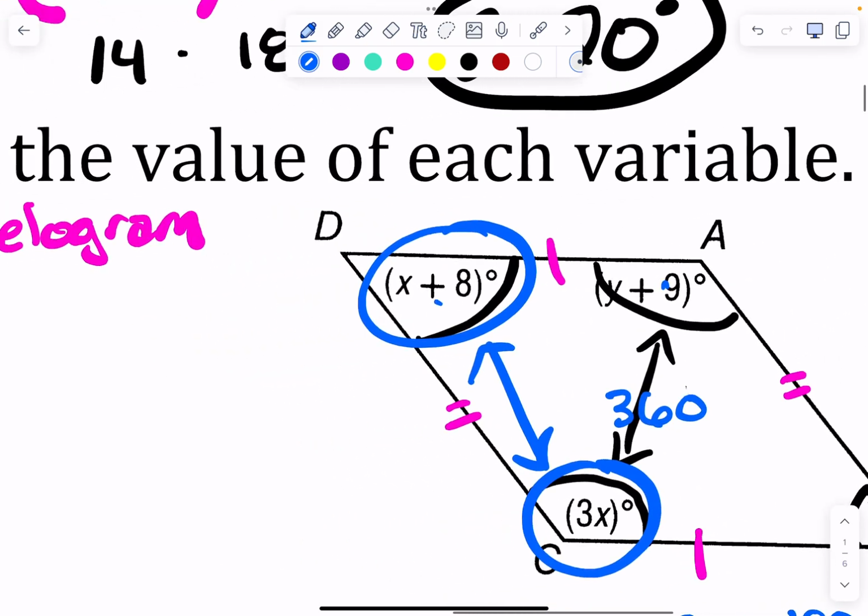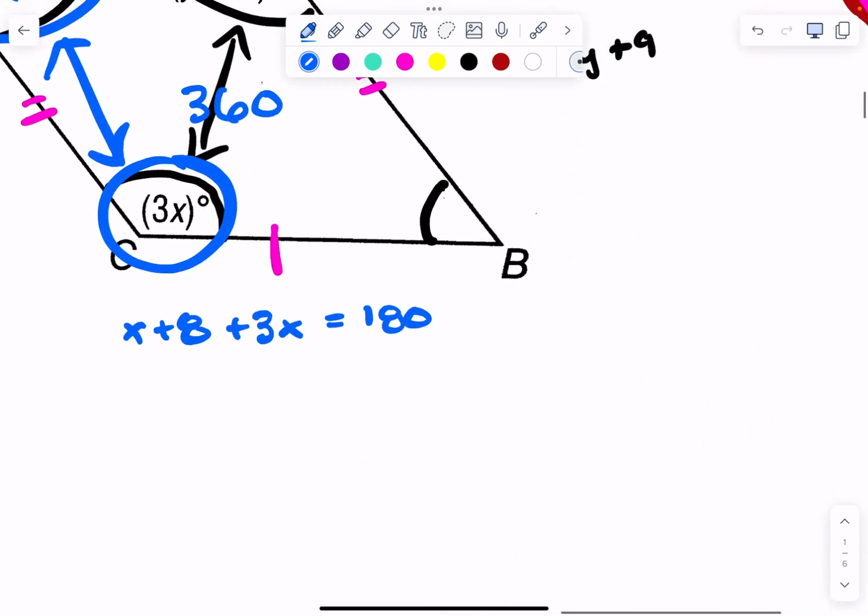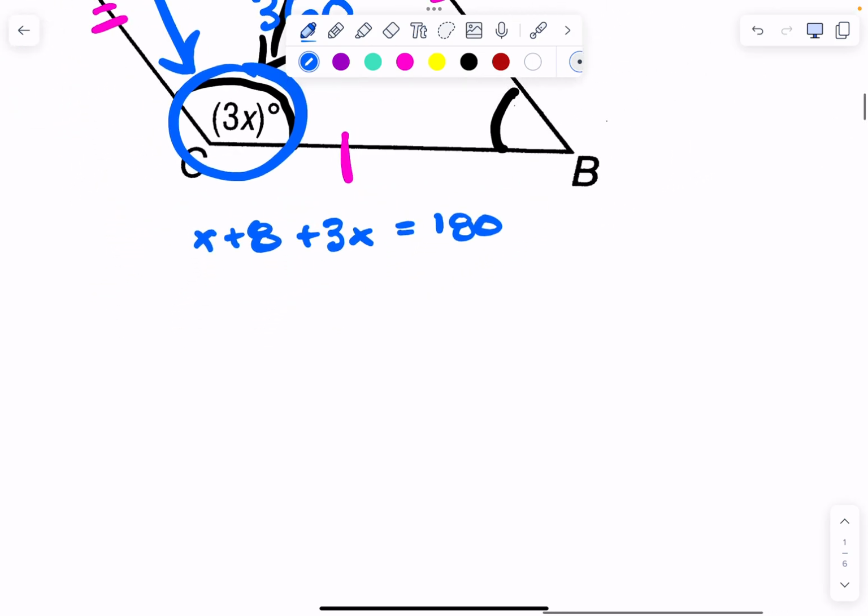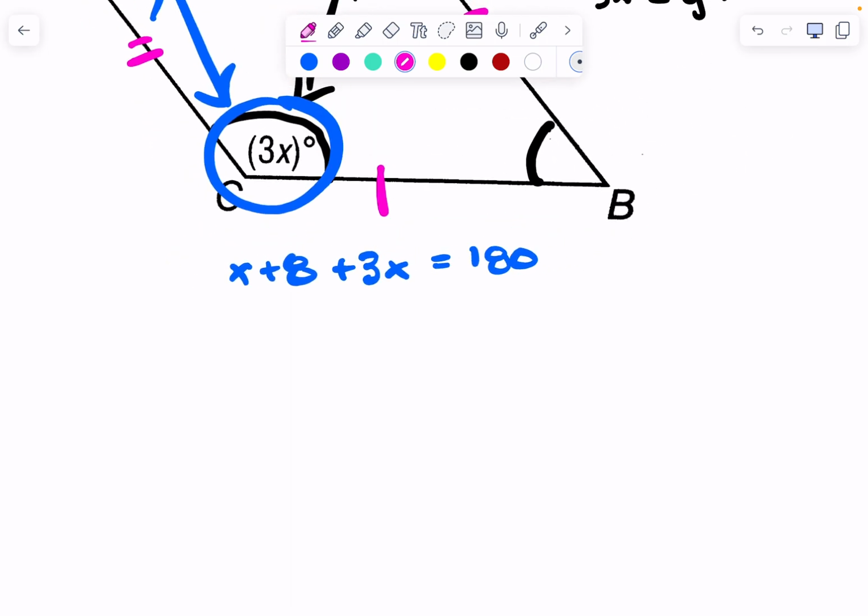Or what are we trying to find? The value of each variable. Okay, so we're solving for x first. So first things first, what shall we do? If I was in an algebra class right now, you know what they would do? Minus x, minus x. I'm like, no, they're on the same side of the equal sign. What are you doing?